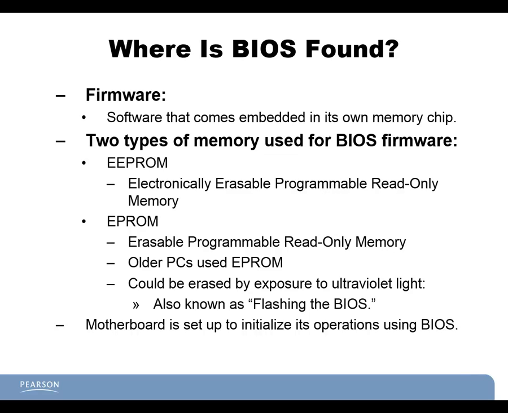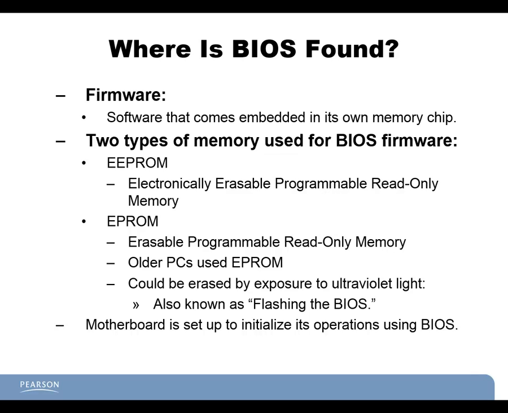So BIOS is firmware, and what we mean by that is it's software that comes embedded in its own memory chip. And there are two types of memory used for firmware. There's EPROM and EEPROM. EPROM is the older type, and it stood for Erasable Programmable Read-Only Memory. Only older machines used the EPROM.